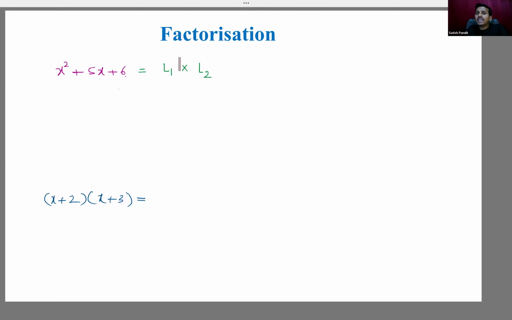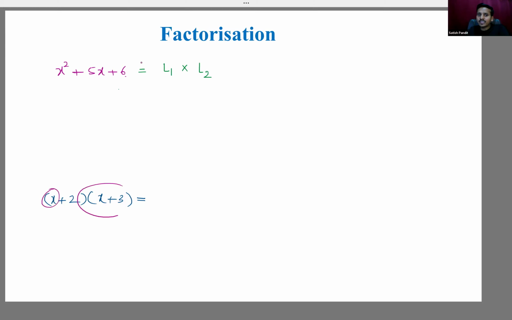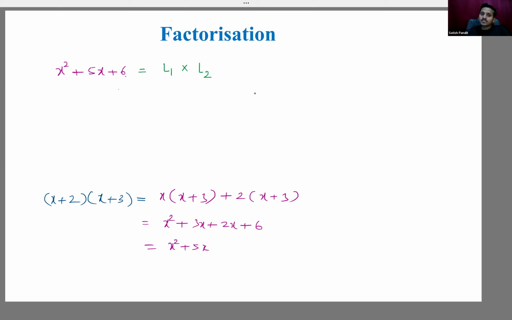Now, if you multiply these two linear polynomials, what will you get? You multiply x with the entire thing, and then you multiply plus 2 with the entire thing. So x into x plus 3, plus 2 into x plus 3. x into x is x squared, x into 3 is 3x, 2 into x is 2x, and 2 threes are 6. We can always add like terms, so 2x and 3x become 5x. So x squared plus 5x plus 6.